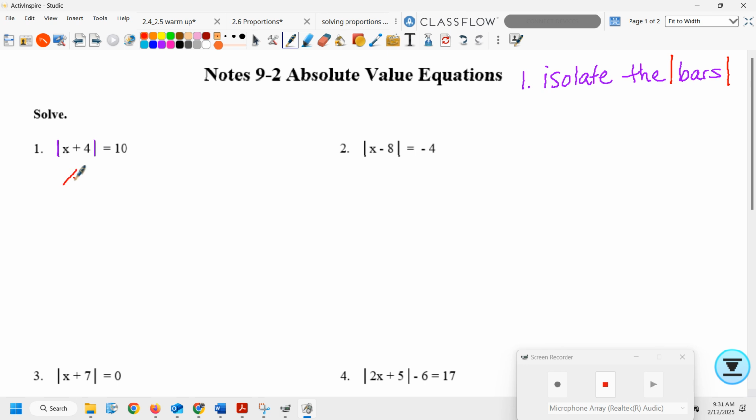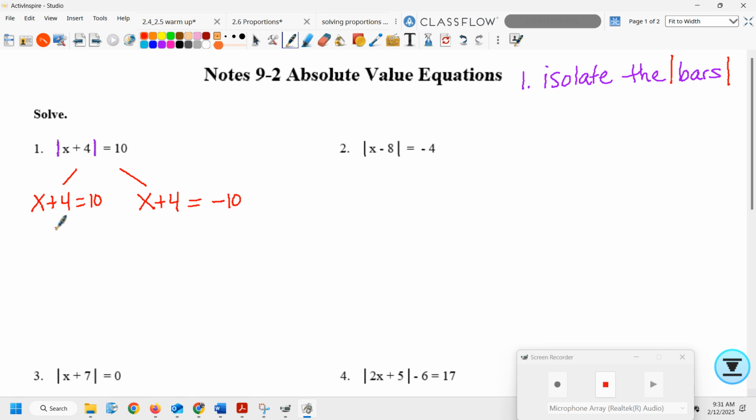Once that happens, then you're going to make two cases or two equations. One equation is going to be just what you see here: x plus 4 equals 10. Your second equation is going to be the same thing that's inside your absolute value bars, x plus 4, but now I'm going to set it equal to negative 10. Okay, and then I just solve both of those. So you're always going to have two answers unless it equals 0.